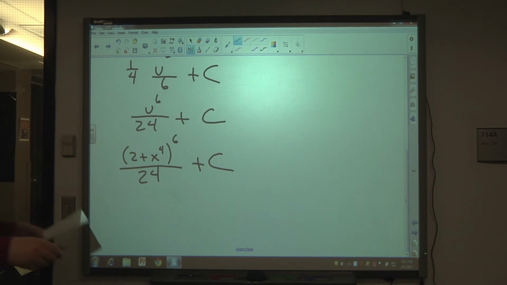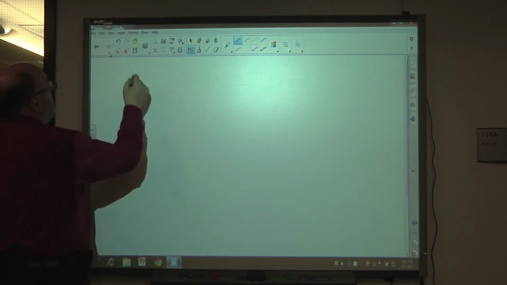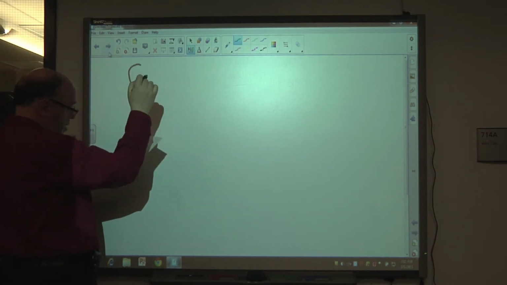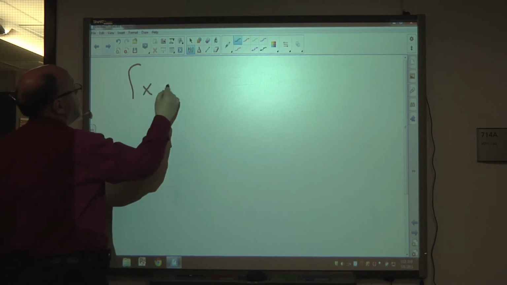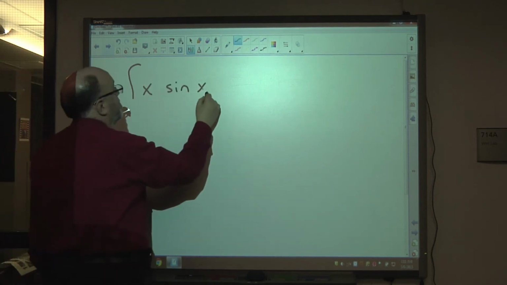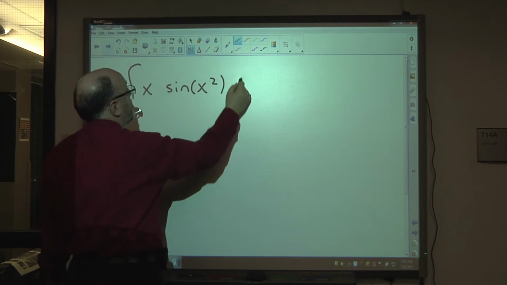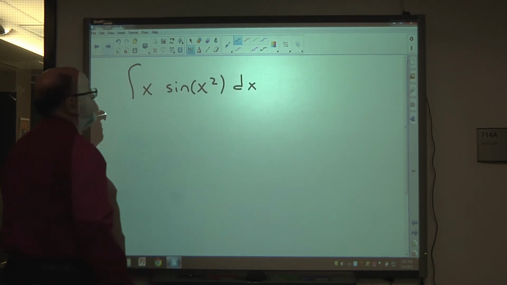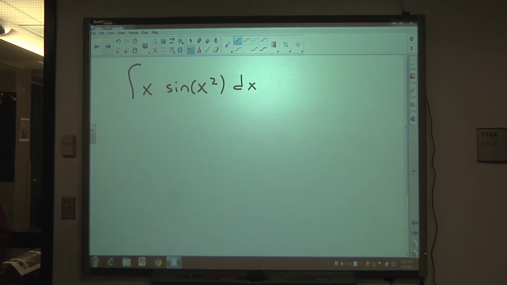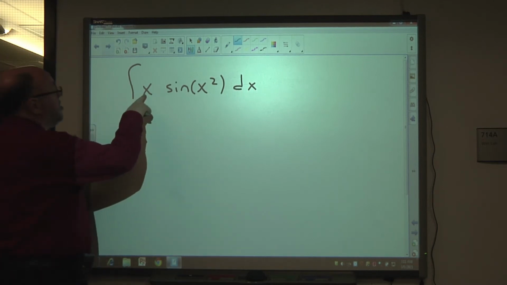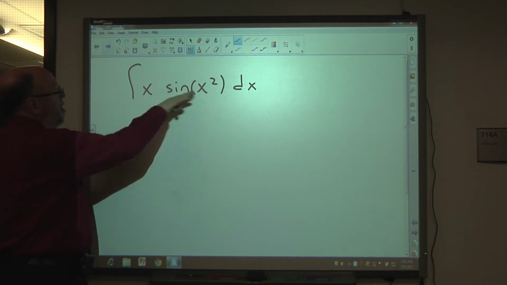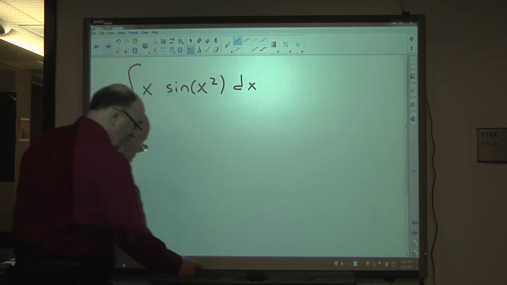So let's look at another one of this. So we're going to integrate x sine of x squared dx. Right? So again, we've got to pick our u. So probably we want to pick our u in a way that the derivative will match what we have. Okay, so if I said u is x, well then the derivative of that is just 1. That's not going to match what we have over here.